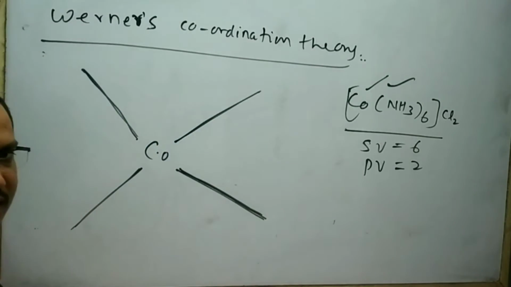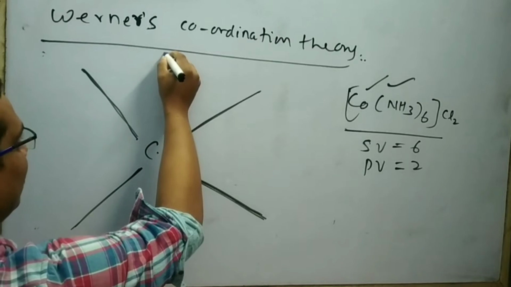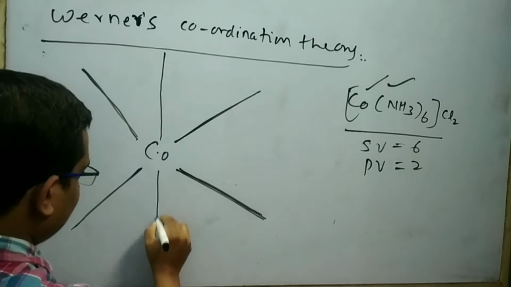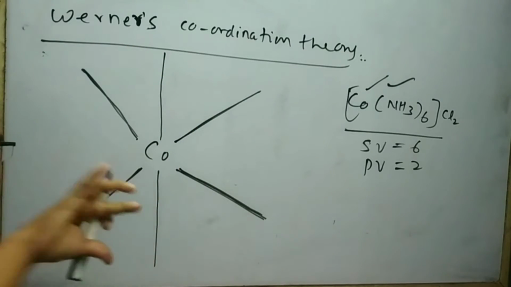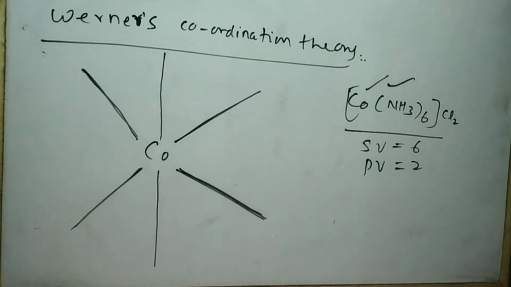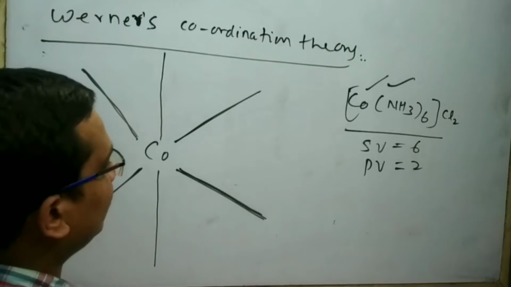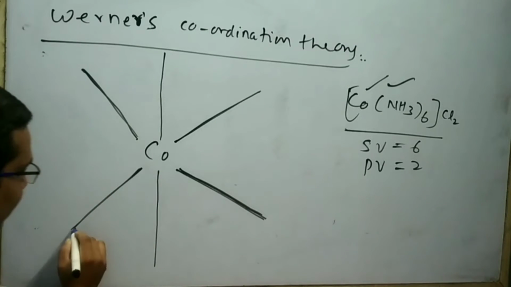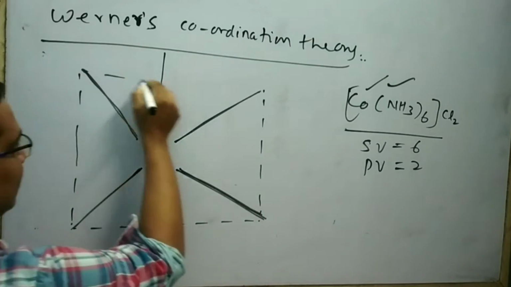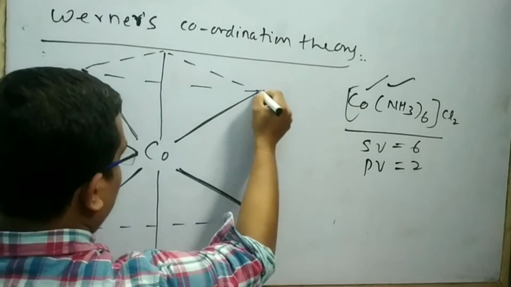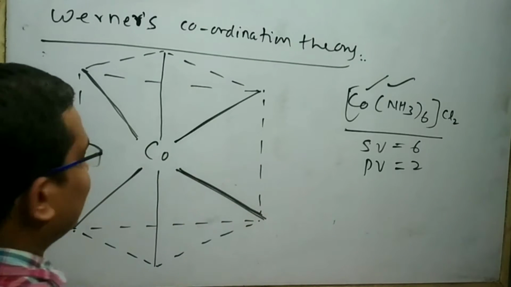This is a 3-dimensional structure, but the whiteboard is 2-dimensional, so it is bound to be drawn like this. This is a three-dimensional structure, but it is represented on a 2D whiteboard. By joining the lines, we can form an octahedron like this. The sixth secondary valency is arranged like this.